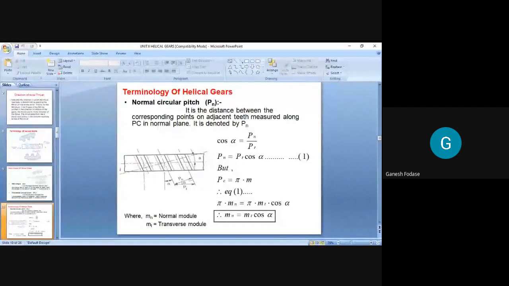So to understand this concept or the relation between Mn and Mt, is this slide visible? Hello? Yes, sir. Okay.